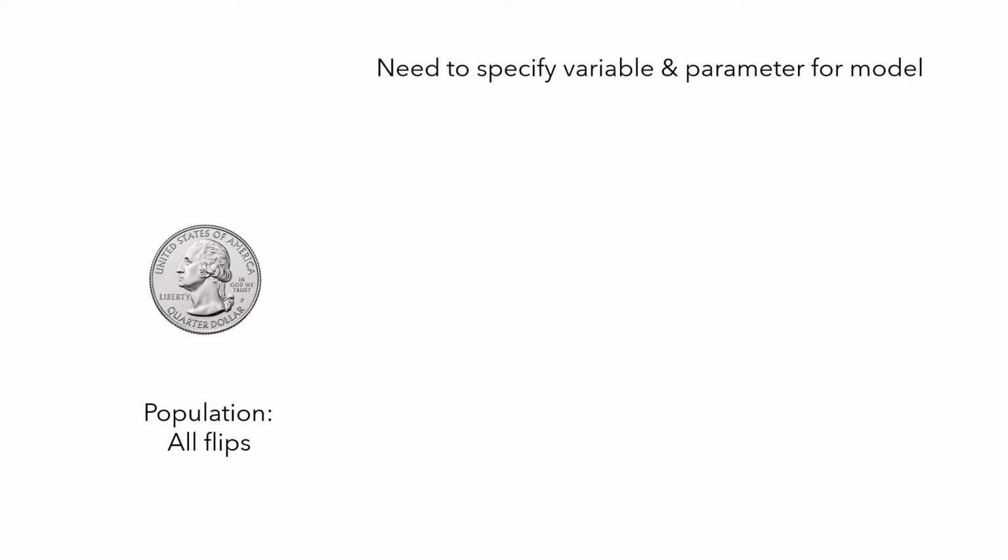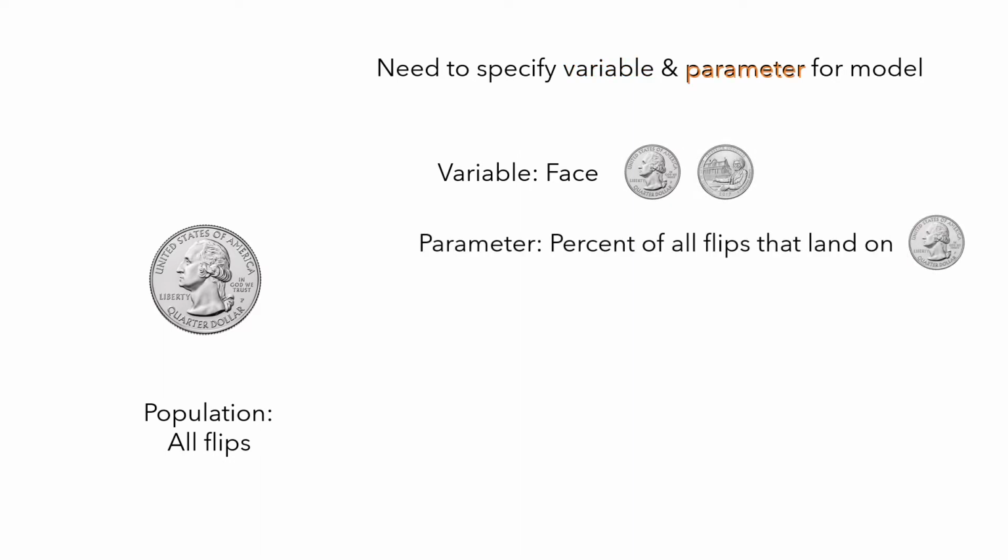Suppose you flip a coin 20 times, and it seems to land on heads a lot. In particular, it lands on heads in 12 out of the 20 flips. So you're wondering what the overall likelihood is of the coin landing on heads. We're interested in all possible flips of the coin. This is the population. And we need to specify the variable and parameter to make a model for the population. In this case, the variable is the face that lands up, heads or tails. The parameter is the percent of all possible flips of this coin that land on heads.